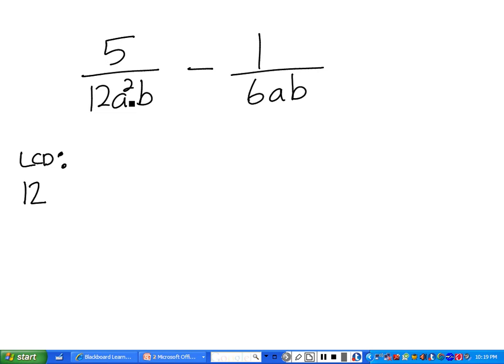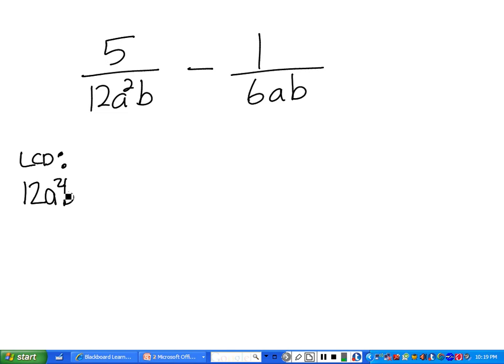I have a squared over here and I have an a over here. So the only thing I need to do to get those to look alike is just multiply the right denominator by another a to get a squared. So I know a squared is a part of my LCD, and I already have a b on both sides. So b is a part of my LCD.